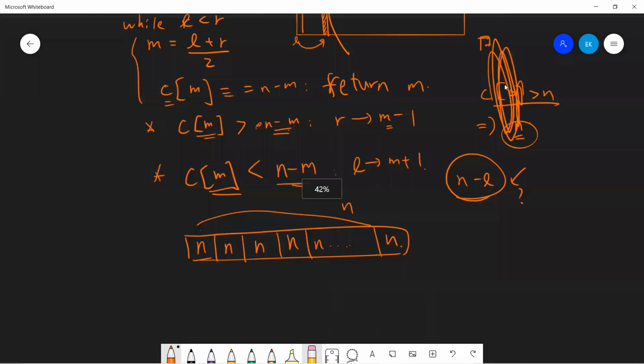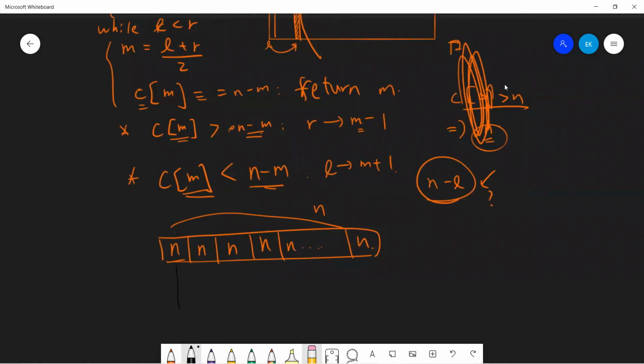Now if you use the binary search, you first search this part, and then your C of 0. Let's say this is n plus 1, and this part is greater than n plus 1, so your R will be n minus 1. Your R will be here, and R will keep decreasing. So finally your R will be 0, right?